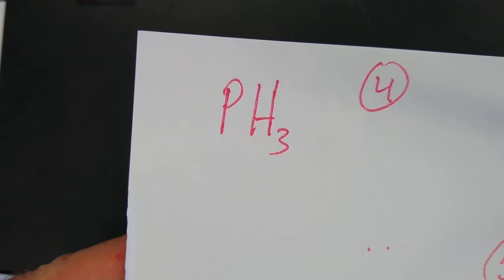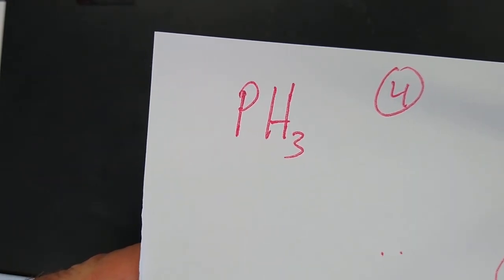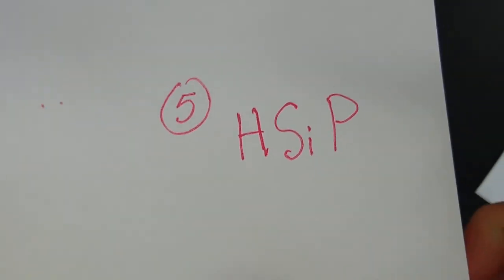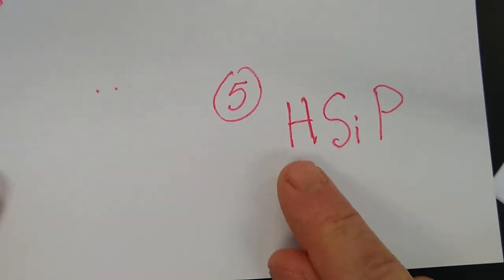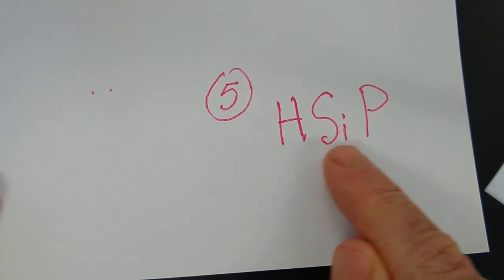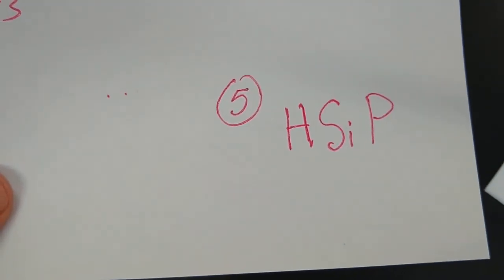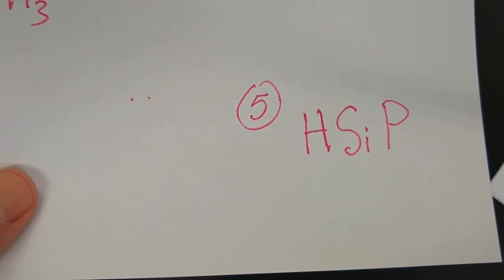Number 4 is PH3. So build that molecule, label it, put all your unbound pairs on there. And then number 5 is HSiP, hydrogen, silicon, and phosphorus. And yeah, they're in order, so it'll be easy to do and label all the unbound pairs, etc.